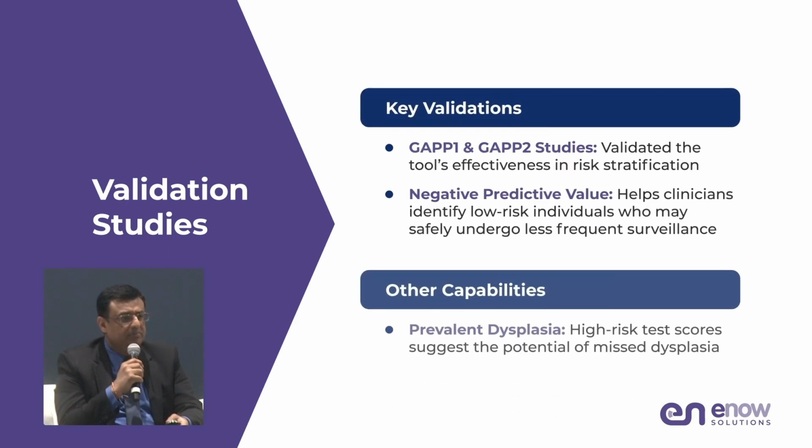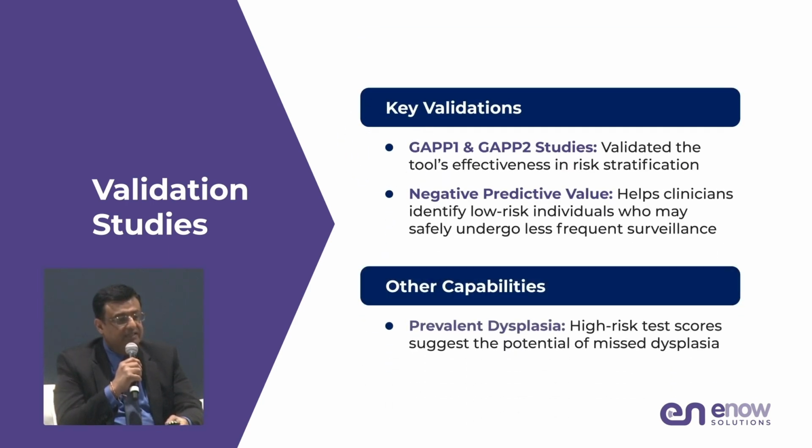So the key validation part was validating the tool's effectiveness in these risk stratifications. And it showed a really good negative predictive value, helping clinicians identify the low risk individual. So there is definitely the power of the positive, but there is a significant value of the negative. It helps us identify patients who we can be assured do not need to come in for more frequent endoscopies, who do not need endoscopic ablative therapy, and who are not going to be progressing to something worse down the road.